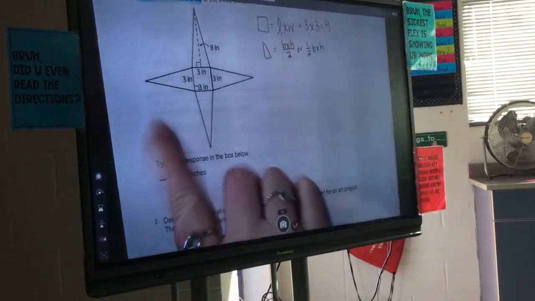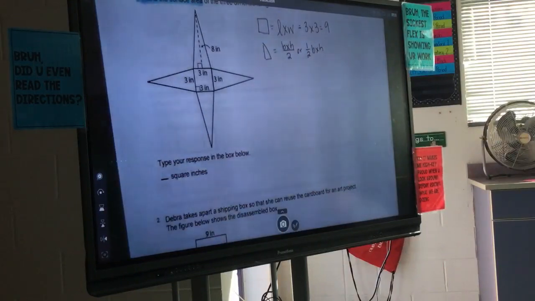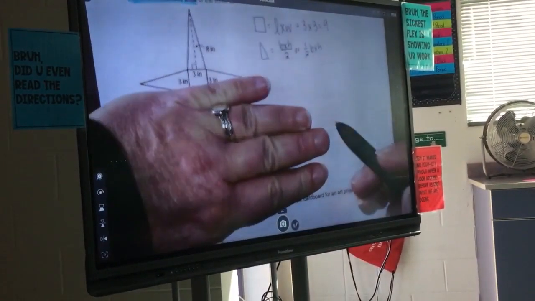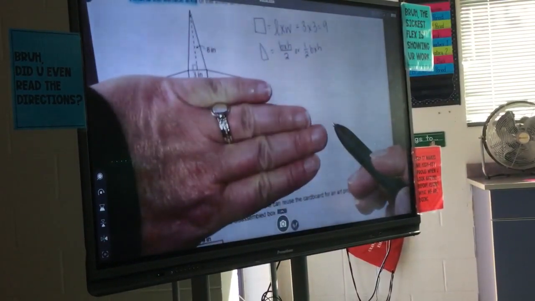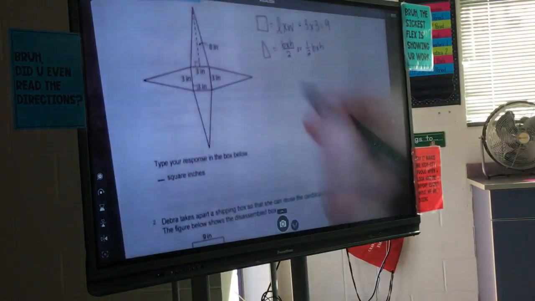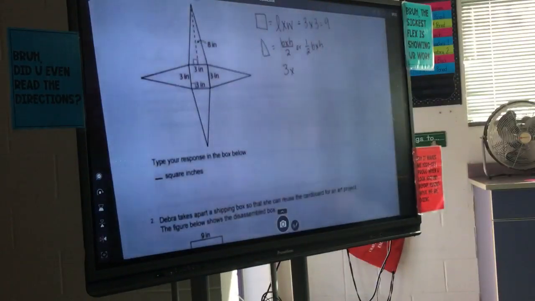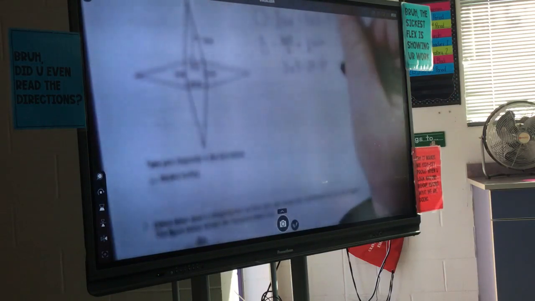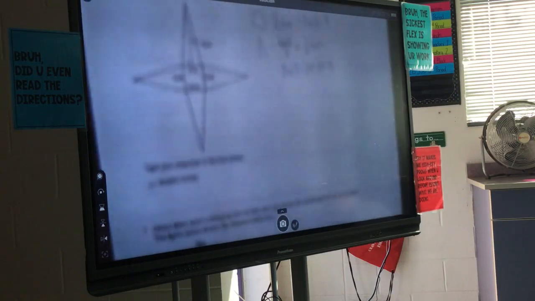Well, what's the number of my base? If I'm looking at this triangle, what is the number of my base? Okay. So 3, and then what am I multiplying that 3 by? What is my height of that triangle? 8. So I'm going to do 3 times 8, which is 24, and then I'm going to divide it by 2, which gives me what? What is 24 divided by 2? 12.